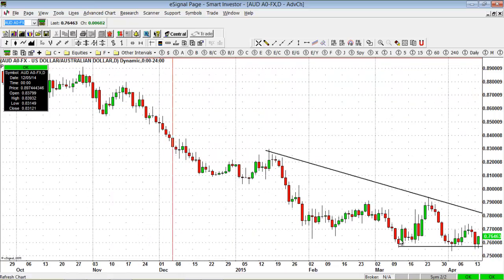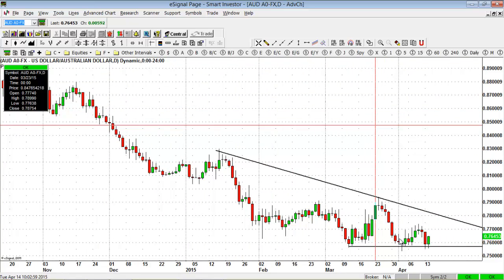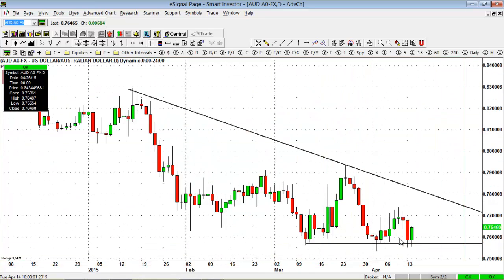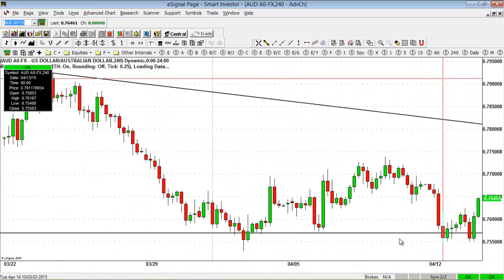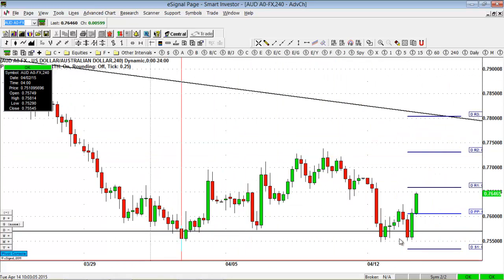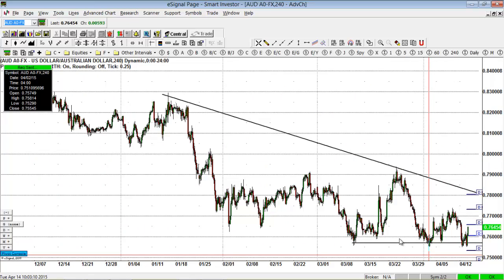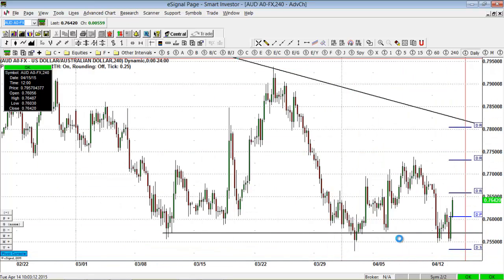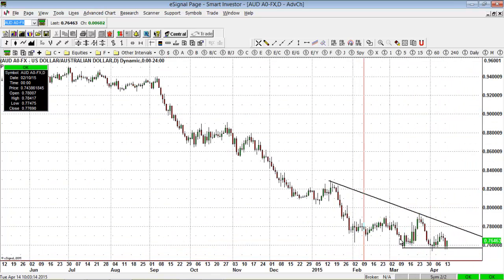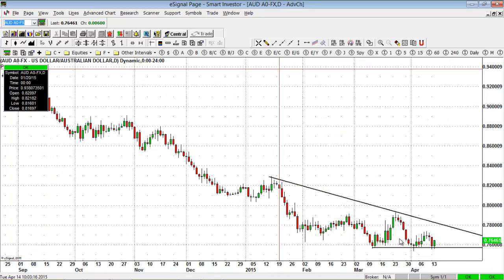Okay, continuing with our theme, we see the Australian dollar USD. Again, market is in a triangular consolidation. It's better viewed on the 4-hour chart here. And as with the euro, we're expecting the market to break to the downside.